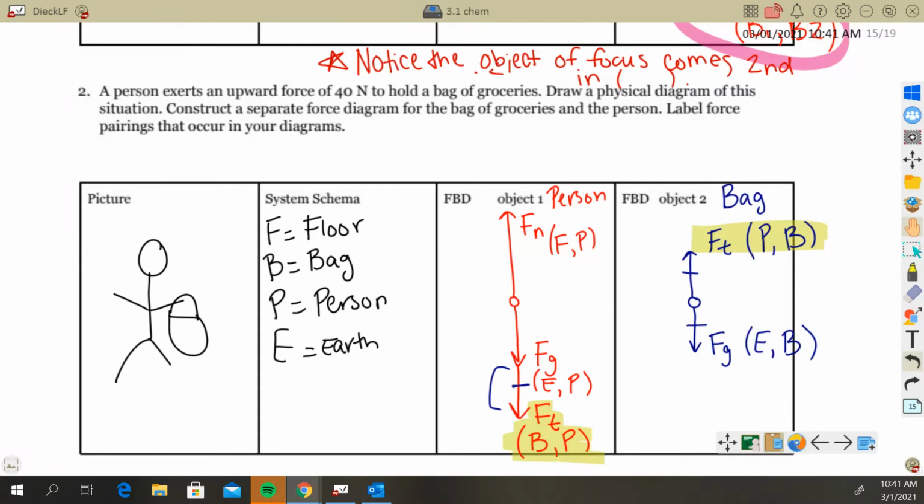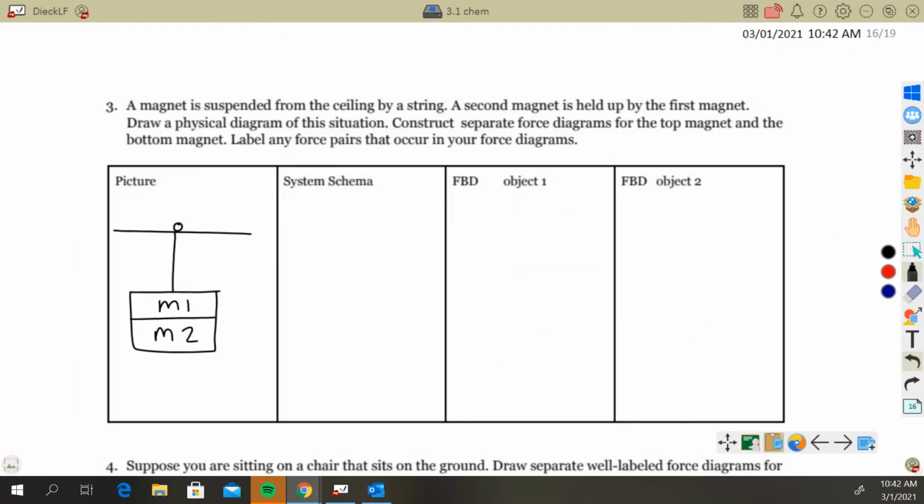All right, so our next problem reads, a magnet is suspended from the ceiling by a string. So we have the magnet being suspended from the ceiling by a string. A second magnet is being held up by the first magnet. So it wanted us to draw a physical diagram of the situation. This is just my drawing. So we have a string, we have the ceiling, we have magnet 1 and magnet 2.